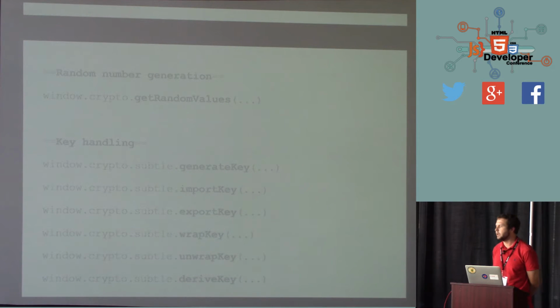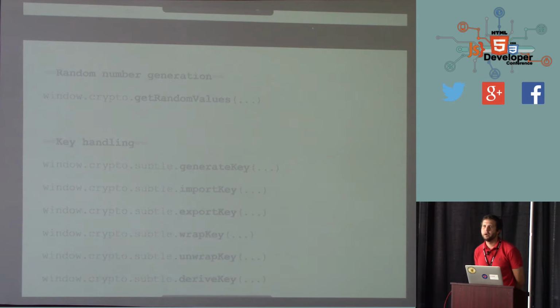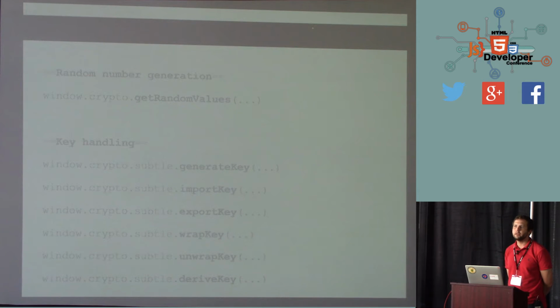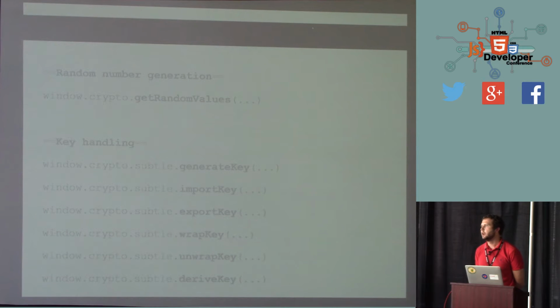And then deriveKey and deriveBits are available, and you can't see it down there, it's cut off at the bottom. There's actually deriveBits down there, which is used for generating keys from handshakes or key exchanges, like Diffie-Hellman or elliptic curve Diffie-Hellman, etc.